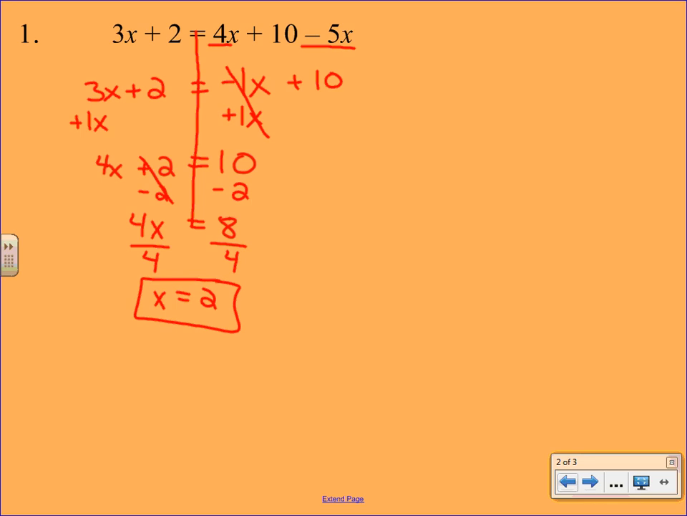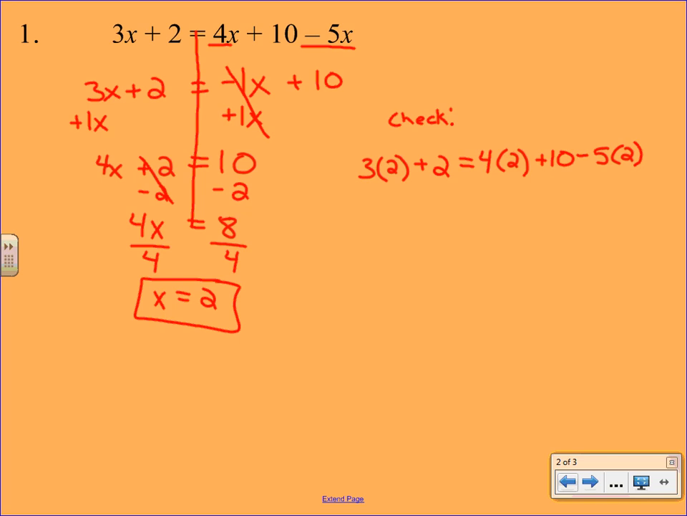Now the check here is a little more complicated, so we're going to show it to you once. You still take the 2 and you plug it in to the original equation. We just have a lot more spots where we have to plug it in. So 3, and then in parentheses we put the 2 in for x. Bring down the plus 2. And then on the right hand side we're going to do 4 times 2 plus 10 minus 5 times 2. And then we just start simplifying.